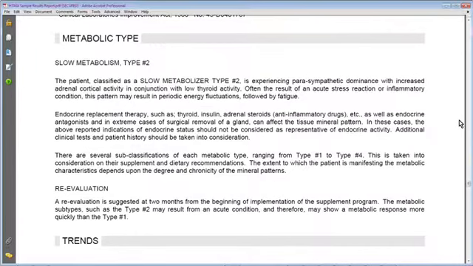Metabolic type: slow metabolism, type 2. The patient, classified as a slow metabolizer type 2, is experiencing parasympathetic dominance with increased adrenal cortical activity in conjunction with low thyroid activity. Often the result of an acute stress reaction or inflammatory condition, this pattern may result in periodic energy fluctuations followed by fatigue.